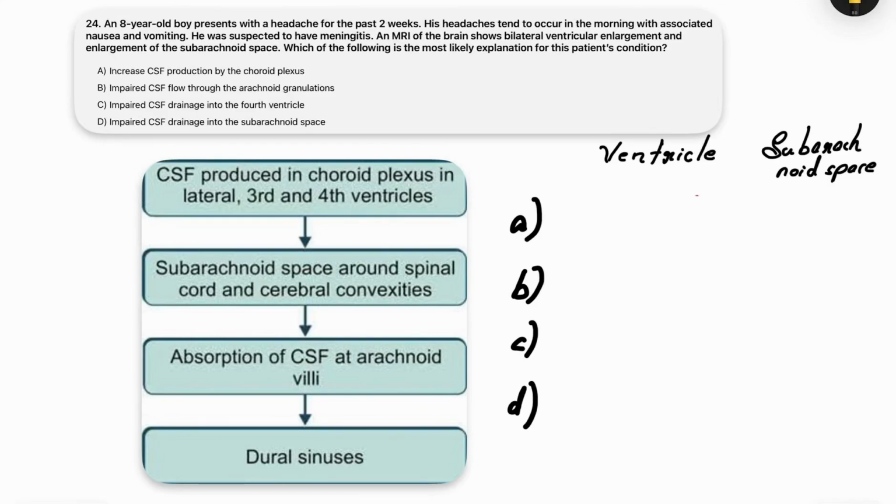Today I'm going to discuss how to logically rule out options in a MCQ. So now let's move to the question.